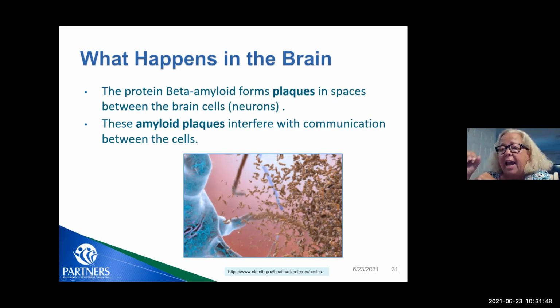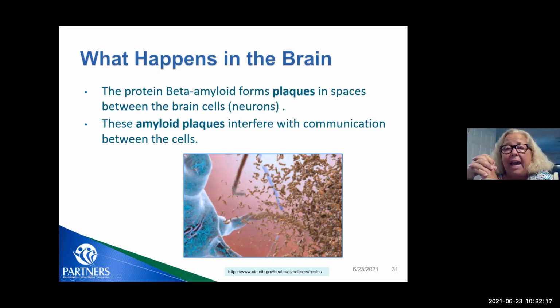And those amyloid plaques interfere with communication between the cells. And the amyloid plaque there is represented by that brown part of the picture. And what it looks like, those plaques look like kind of broken pieces, sort of rounded, kind of like if you're from the country like me, kind of like one of those big round hay bales. But those are broken pieces of beta amyloid, and they clump together and form that amyloid plaque.